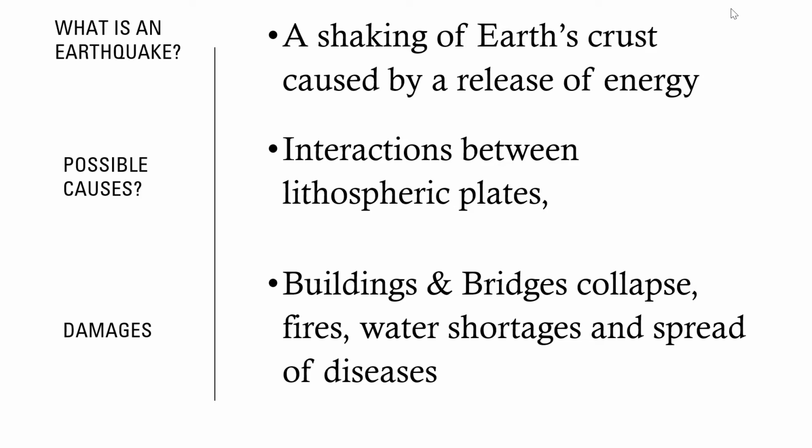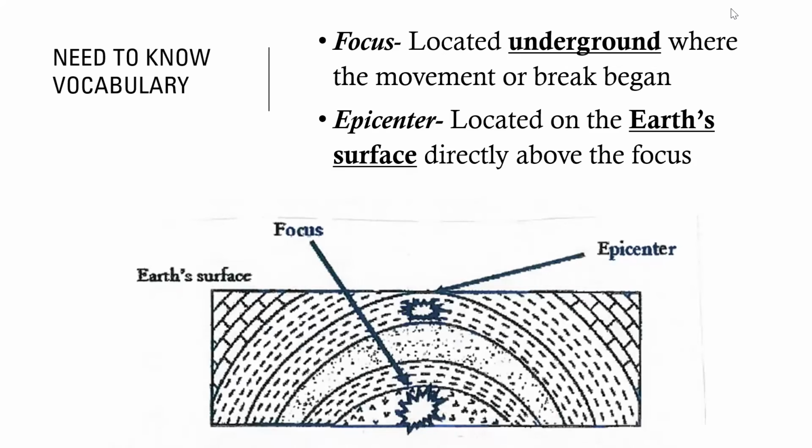So the key is after an earthquake, there's no houses left. So people live in tents with other people living close. So yeah, if one person had COVID, then the whole tent community is going to get it. They also don't have a lot of clean water or a nice place to go to the bathroom. So lots of diseases can be spread that way. All right, two vocab words you need to know: focus and epicenter.